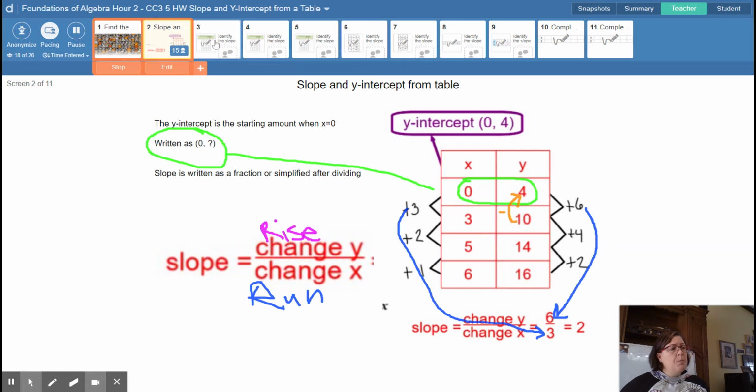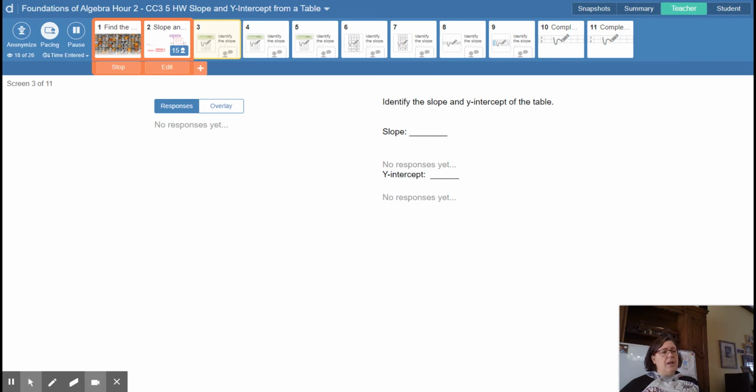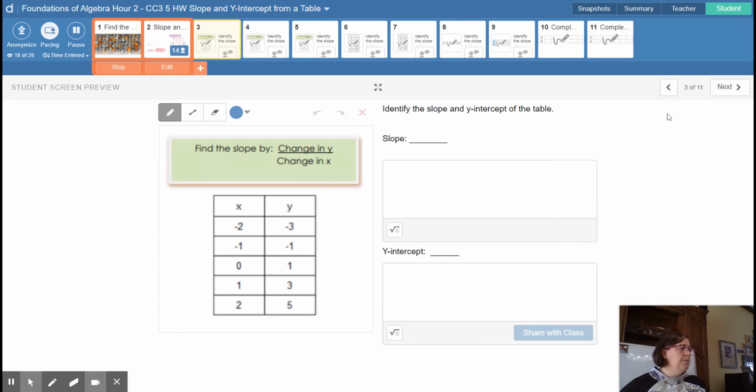All right, so before I open up slide 3 to you guys, I want to show you one more example of how you can find slope and y-intercept from a graph. If you are in the Desmos, can you just switch over to the Meet so you can see me do this example with you, please?